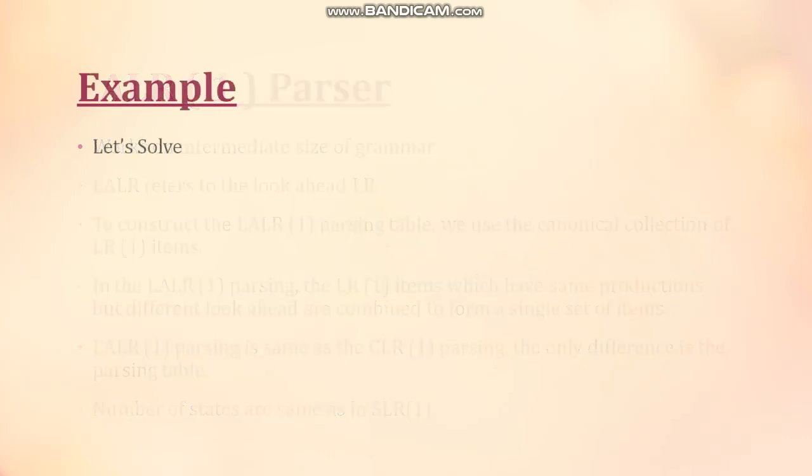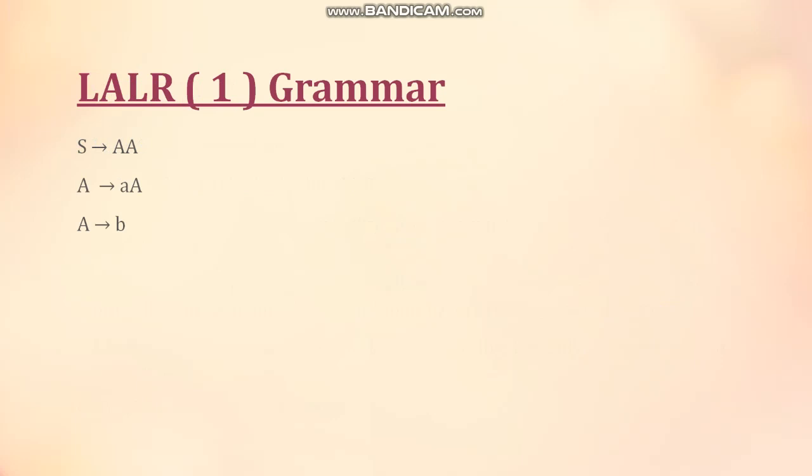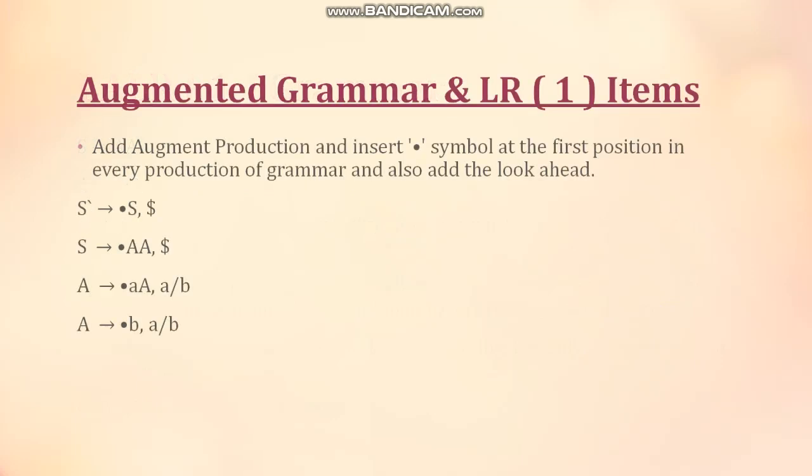Now let's solve an example and understand whatever we discussed in the last slide properly. This is our LALR1 grammar, which consists of three production rules. S is the starting symbol. First of all, we will convert our LALR1 grammar to augmented grammar. How are we going to do it?